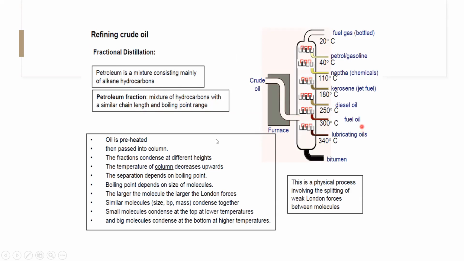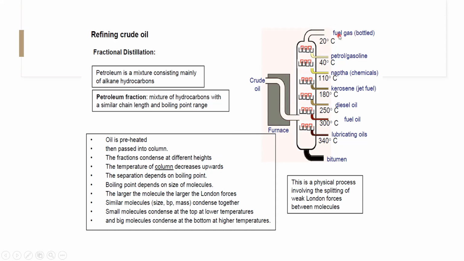So preheated oil is there, then it passes through a column and the fractions condense at different heights. Because what happens is that when there are vapors, most of the fractions are initially in the vapor state, they rise, and at a certain height one condenses, the remaining fractions will rise, and at a certain height another condenses, and then it continues to rise until some of the fractions are not able to condense into a liquid state because their boiling points are too low.